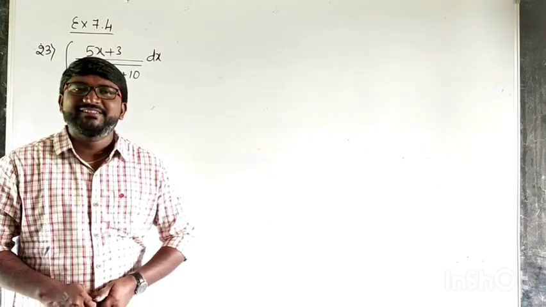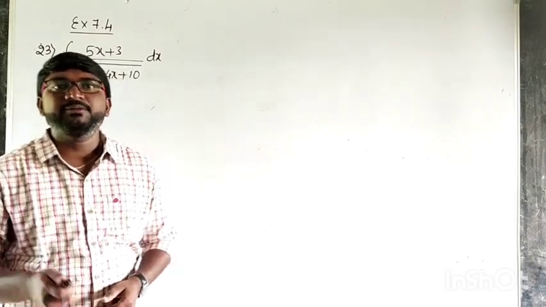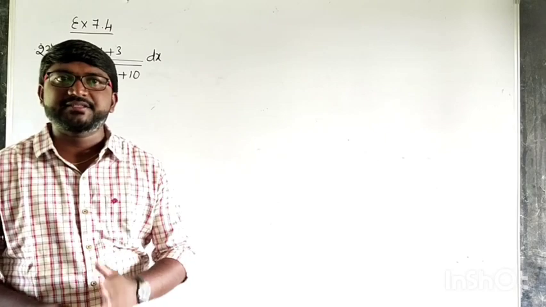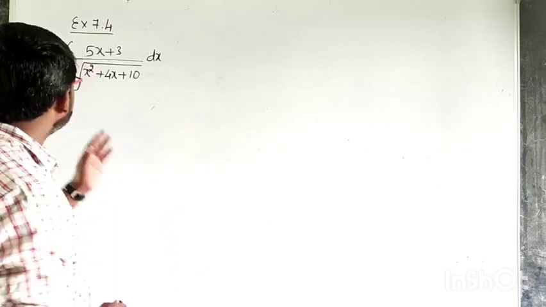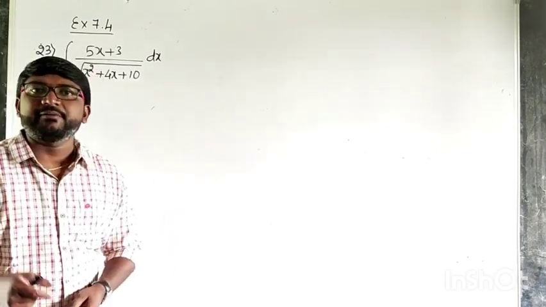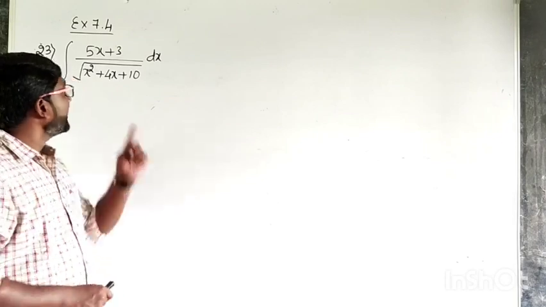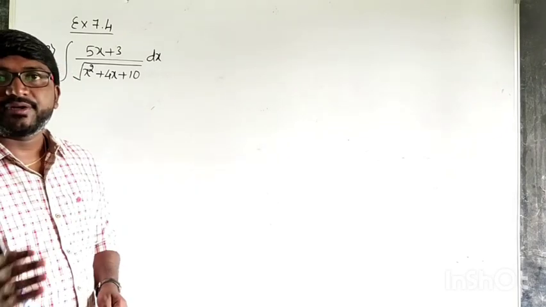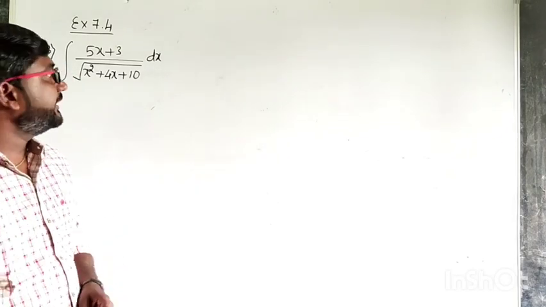Good afternoon, students. In the last class we have solved up to the 22nd question. So let us continue with the 23rd question. It is the integral of (5x plus 3) divided by the square root of x square plus 4x plus 10, dx.